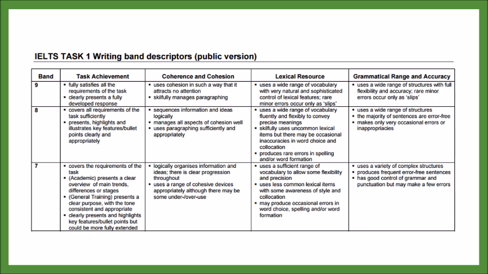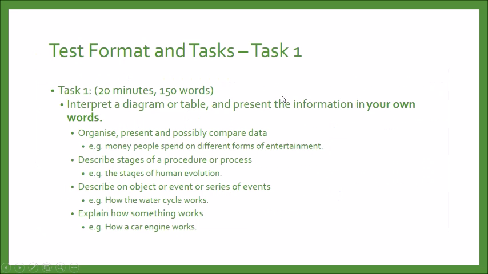So there are 4 main criteria in Task 1, like using a wide range of vocabulary with very natural and sophisticated control of lexical features, and you should use a wide range of structures with full flexibility and accuracy. I will provide these kinds of structures later. So in Task 1, you have to interpret a diagram or table and present the information in your own words.